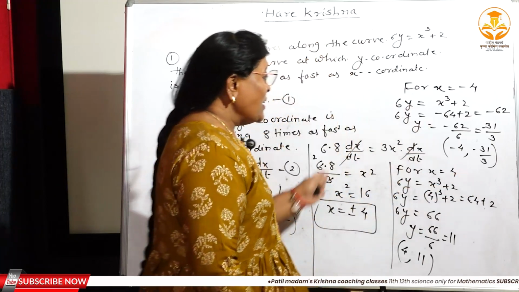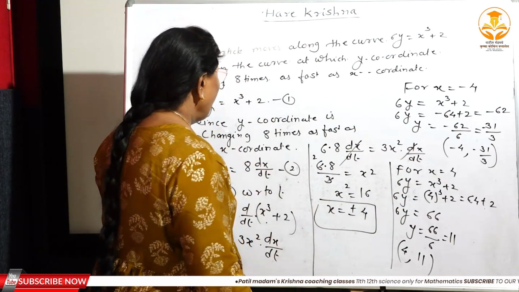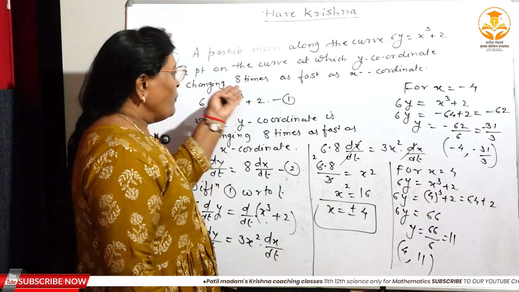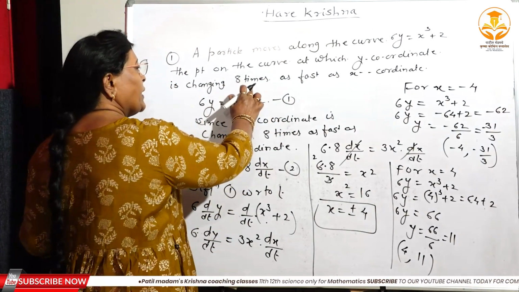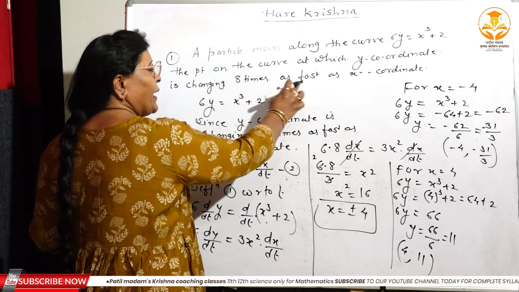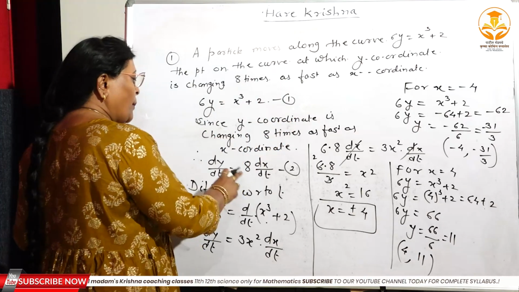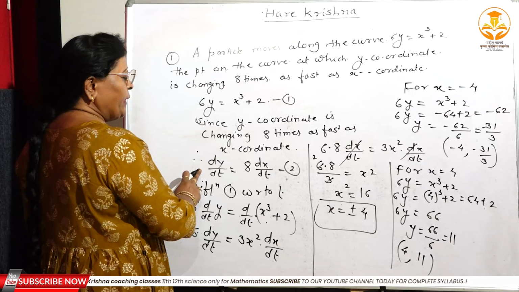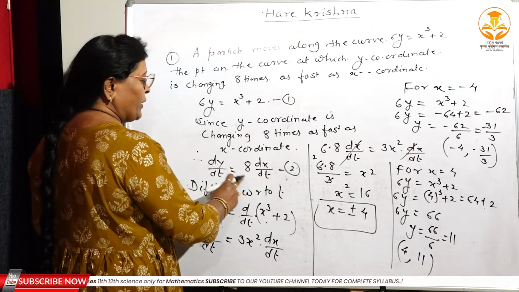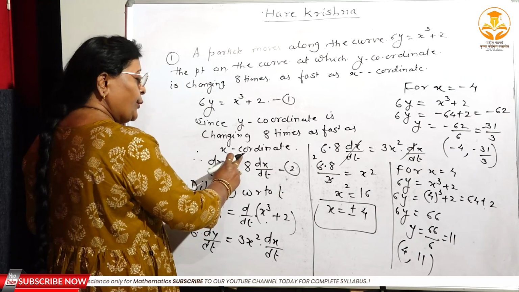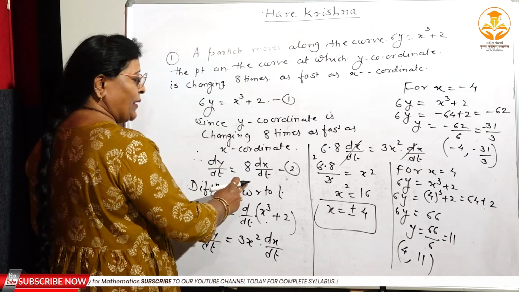So, this is the rate. They have given what here? Here we want to find out the points on the curve. They have already given the rate of the y coordinate as well as the x coordinate. Their comparison they have given. The y coordinate is changing 8 times as fast as the x coordinate. Therefore, dy by dt you can write as 8 into dx by dt, isn't it?